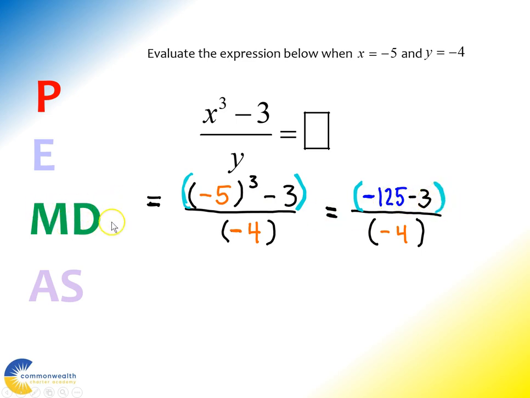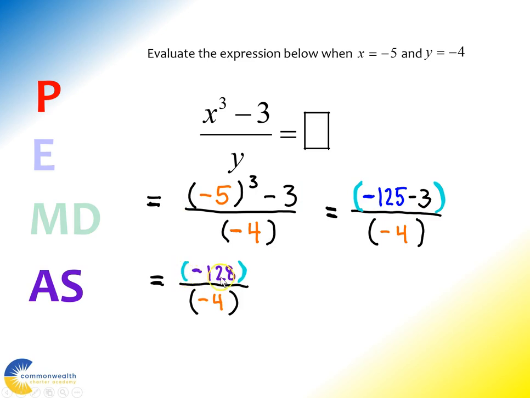And I'm looking to do any multiplications and divisions. I don't have any multiplications and divisions. So, checking that out, none of those exist, so I move on to any additions or subtractions. Now notice this P is still lit up here, and the reason is I'm still working on trying to take care of what's in this parentheses. So I'm going to do the negative 125 minus 3 now, and I get a negative 128 when I do my subtraction that's on top.